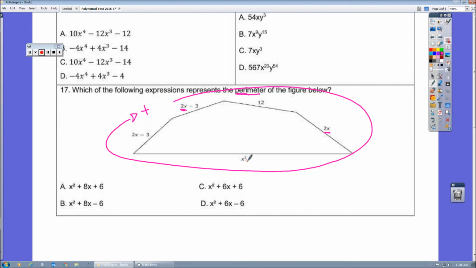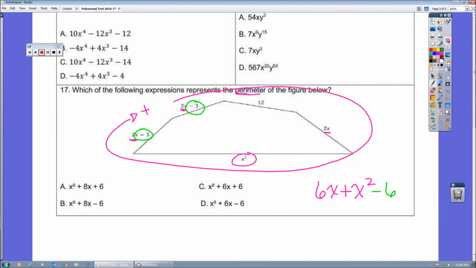That's not an x, that's an x squared, so we're going to skip that. Plus another 2x, that's going to give me a total of 6x. I only have one x squared, so that x squared is going to go by itself. And then let's look at our numbers here. -3 minus 3 is -6.